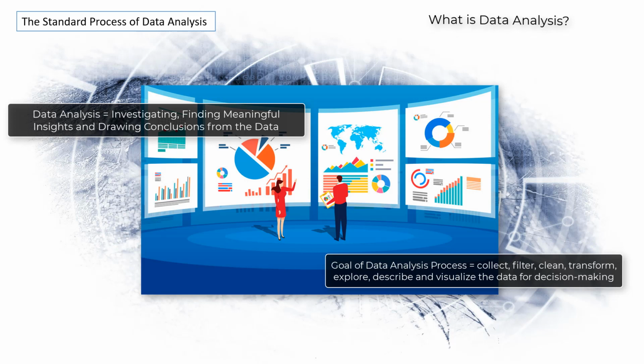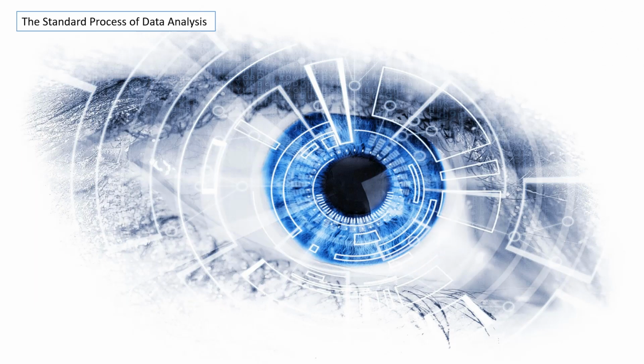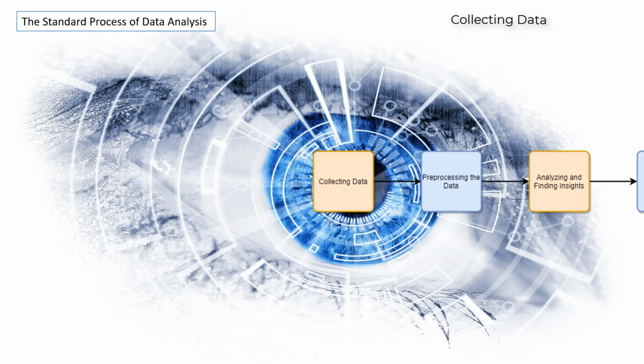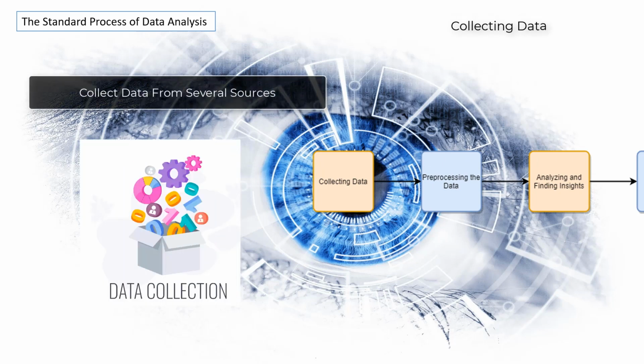Alright, now that we understand the main goal of data analysis, let's go over a generic or perhaps a standard process. The standard data analysis process has at least 5 phases, and the first phase is collecting data. Here you are required to collect data from several sources that are necessary for the data analysis process.